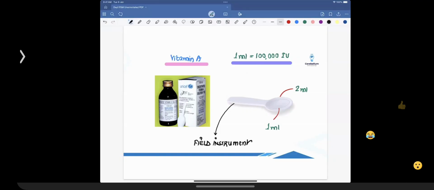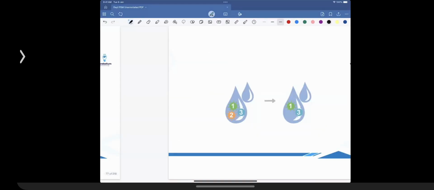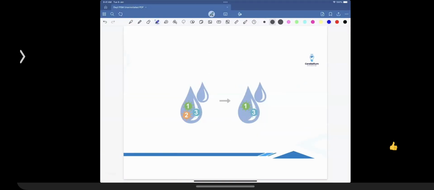Like, what is the field instrument for mid-arm circumference of children? What is the field instrument for mid-arm circumference? Shakir tape. So even a health worker doesn't know what is 11.5 centimeter. She knows green, yellow, red. So she knows where to send the child. That is a field instrument.